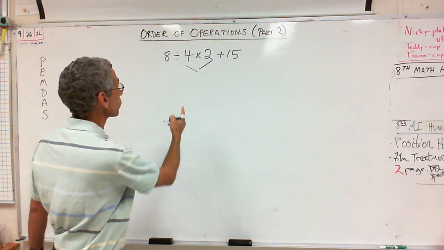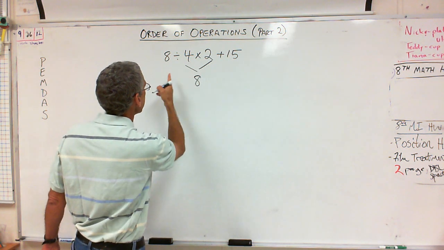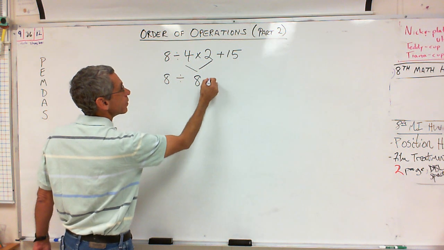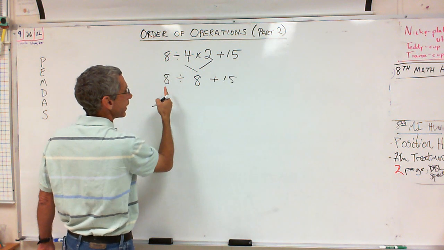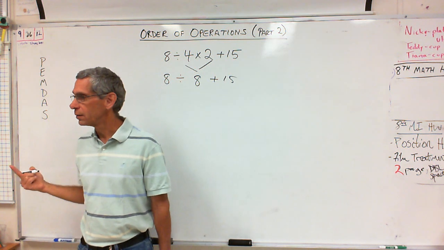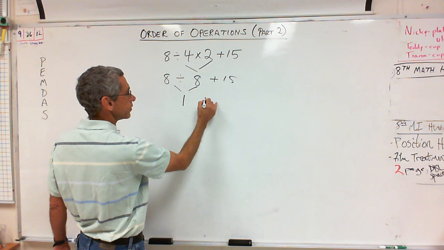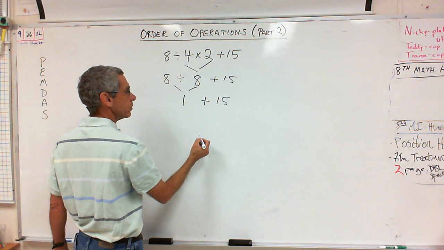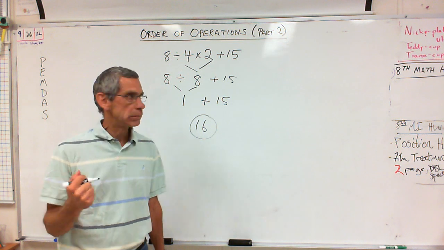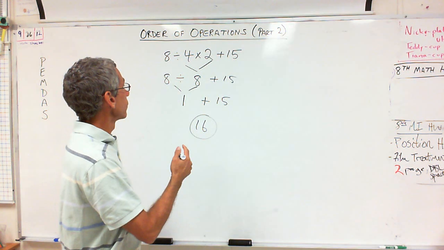If I did that first, what's 4 times 2? 8. So now I rewrite this: 8 divided by 8 plus 15. Now I have to do division. What is 8 divided by 8? 1. So that's 1 plus 15, which equals 16. Look at that, we got the answer, right? Well, actually we didn't. Let's try it the other way.